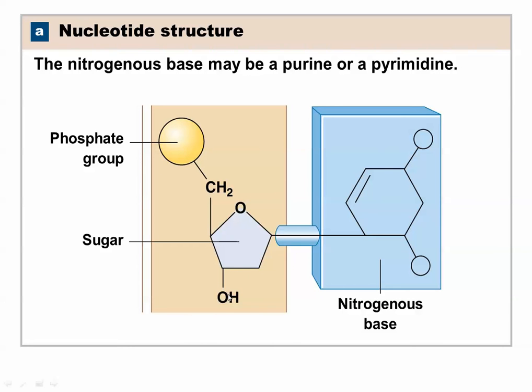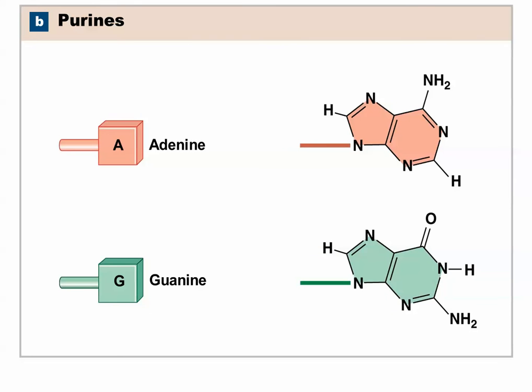Now, depending on whether you are in DNA or RNA, they will be double-stranded or single-stranded respectively. And we'll look at that in just a little bit. So here are two types of nucleic acids.